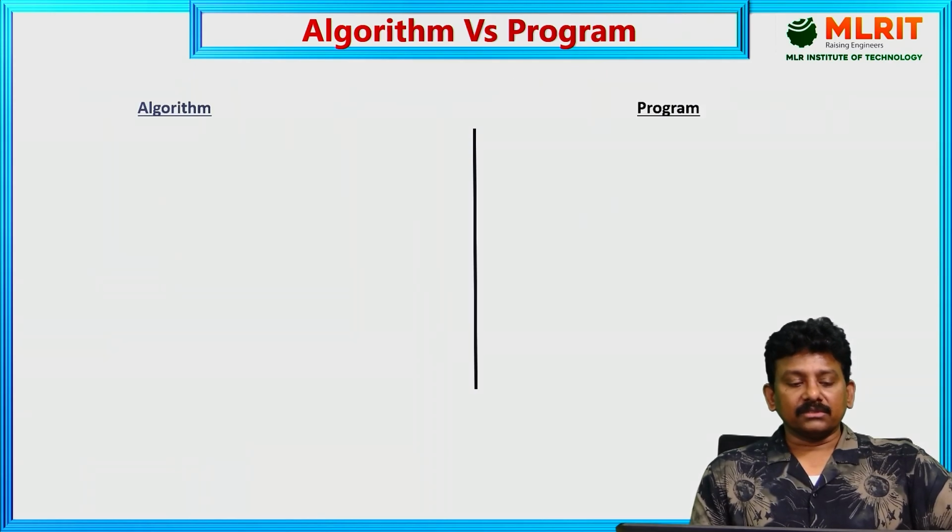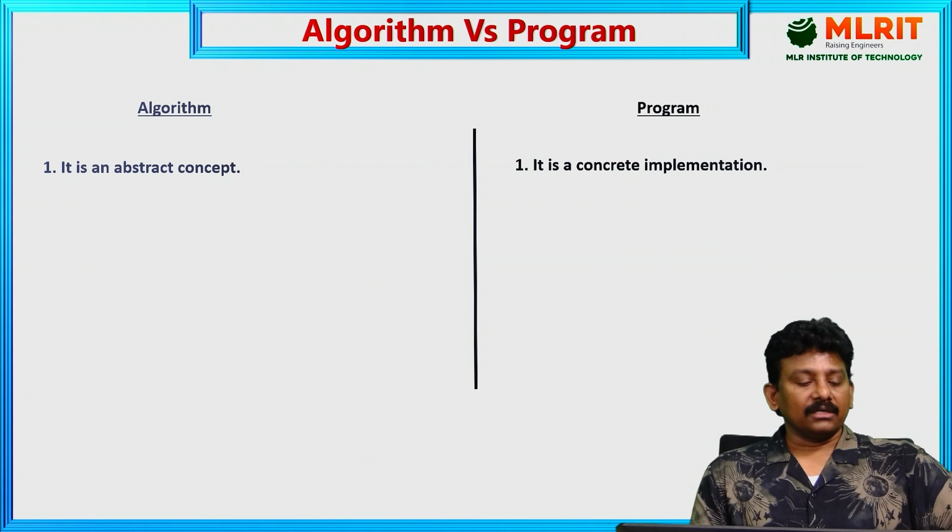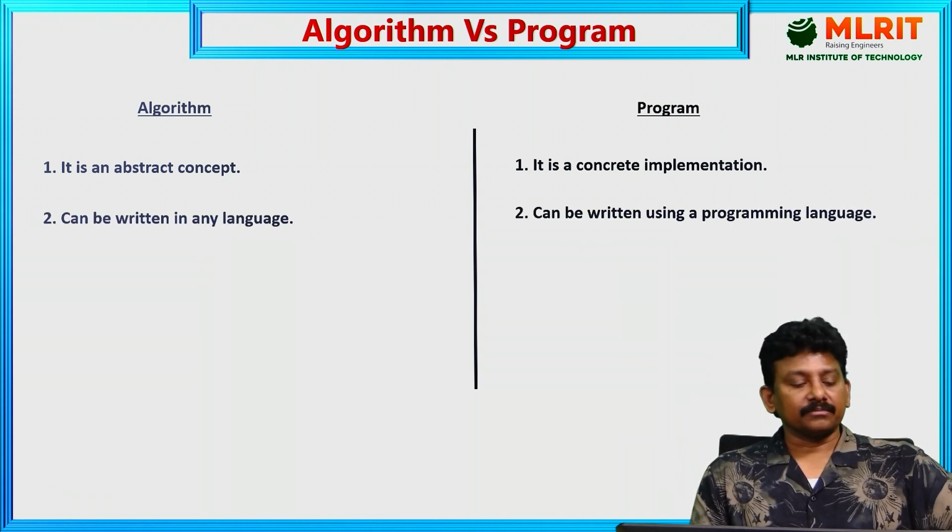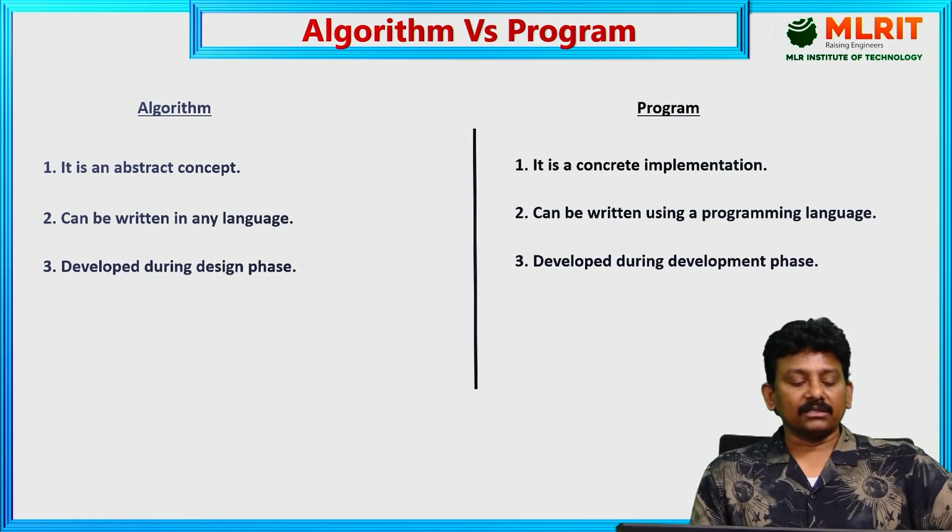We'll see the differences step by step between algorithm and program. The first difference, algorithm is an abstract concept, program is a concrete implementation. Algorithm can be written in any language, program can be written using a programming language. Algorithm is developed during the design phase, program is developed during the development phase.